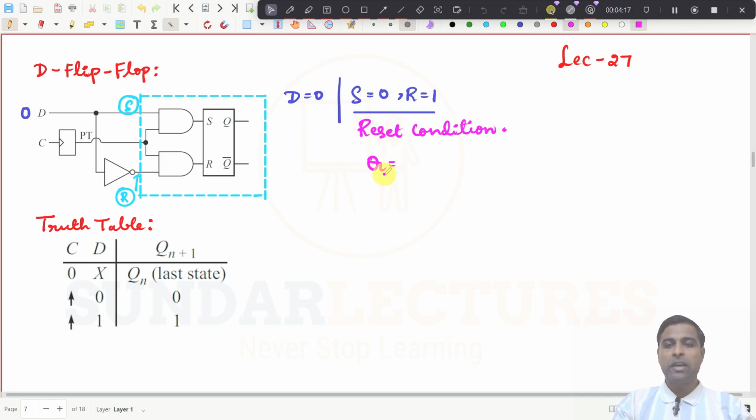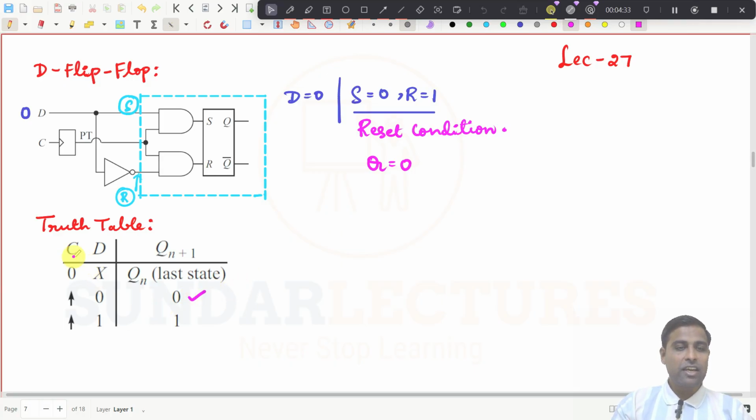Whatever the input may be in the previous state, the present state is going to become 0. Or the present state is anything, what should the next state be? 0. The Q output by default becomes 0, right? That is what we have given here.